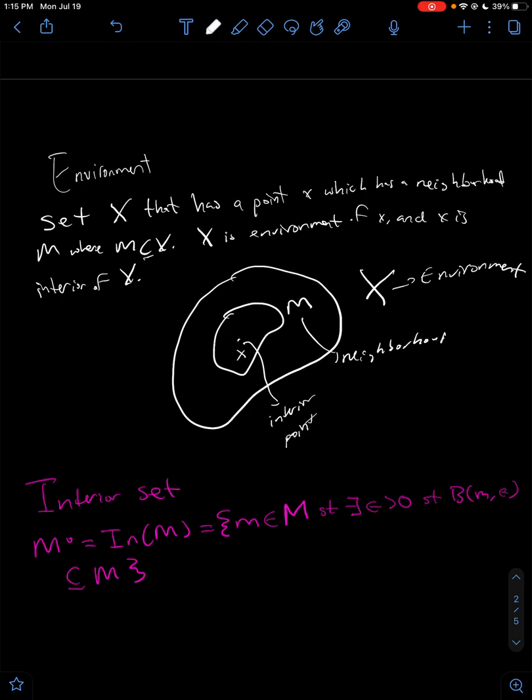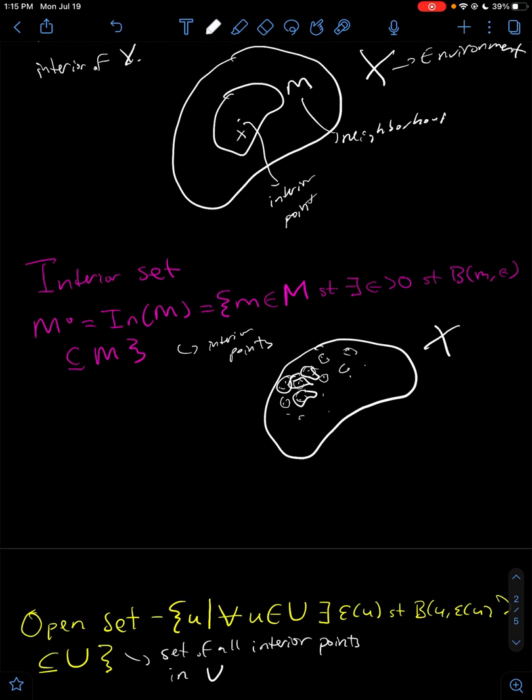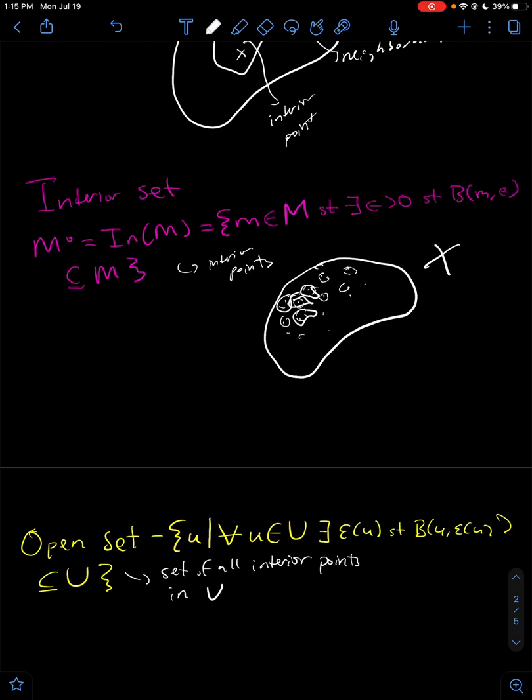Now let's talk about the interior set. The interior set is basically defined as the set of all interior points. So if I have some set big X, all the interior points of big X would be the interior set, right? And all of these points, as you can see, would be in the interior set, since there exists a ball that's contained in some neighborhood that's contained in X.